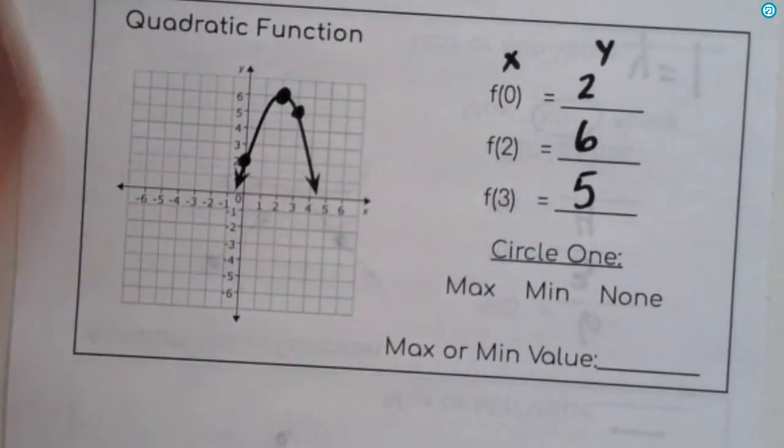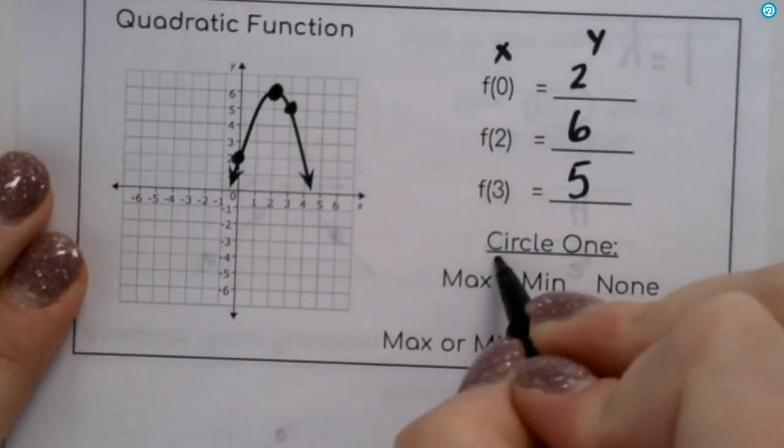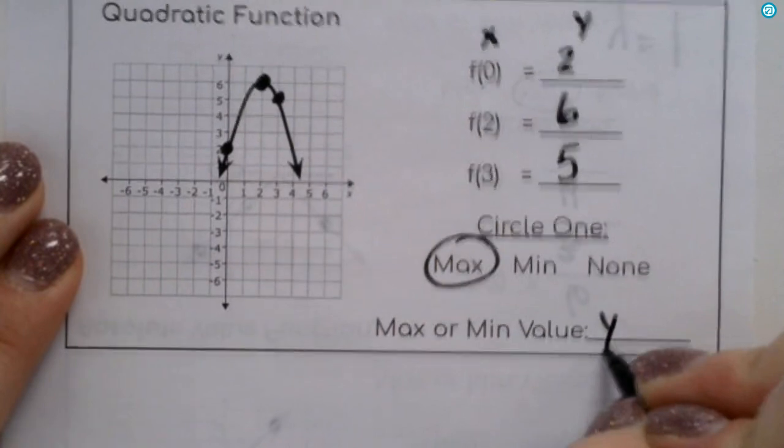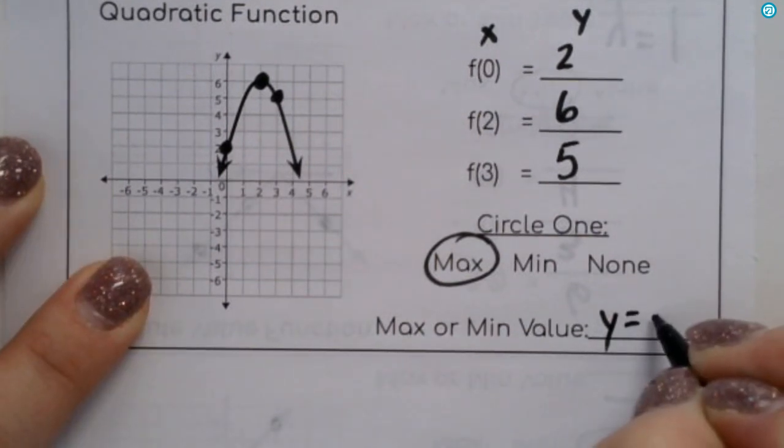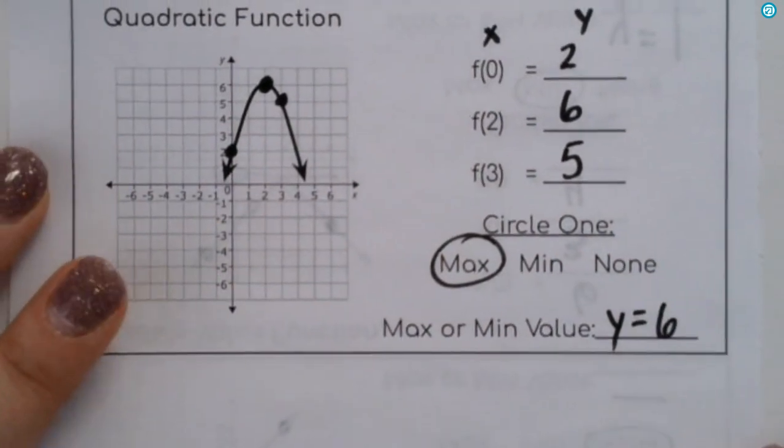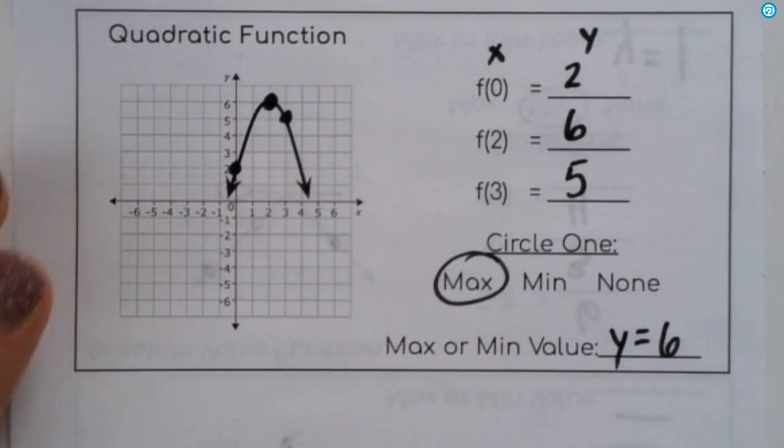Okay, does this one have a high point or a low point? High point, so that's a maximum. How high is my high point? 6. So my high point is y equals 6. Awesome. That's it.